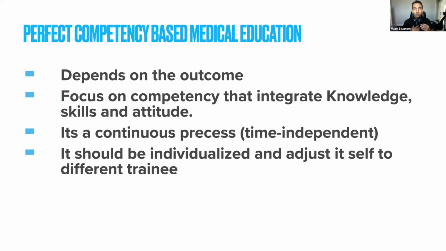So for me to become competent in something, for example, I would have to do something and see it like 3 or 4 times to become competent at it, and then I'll be able to do it by myself. My colleague will only need 2 or 3 times. Another colleague will need 10 times. So it has to be individualized according to the trainee's needs and adjust itself to the different needs of different trainees.